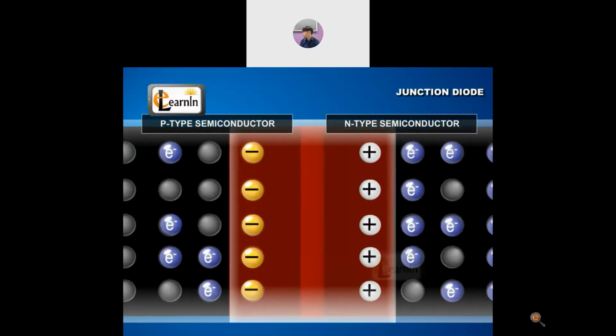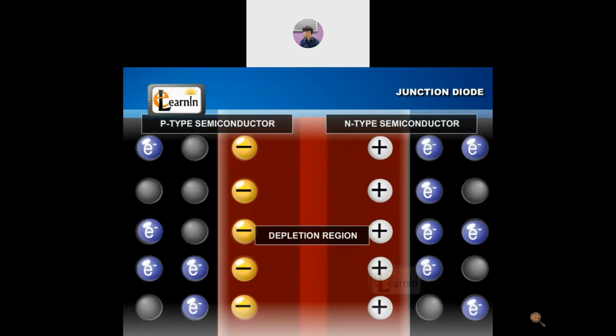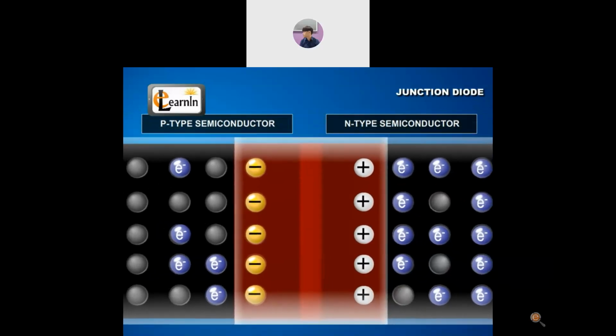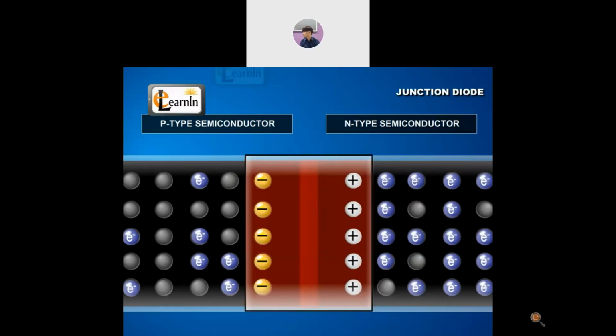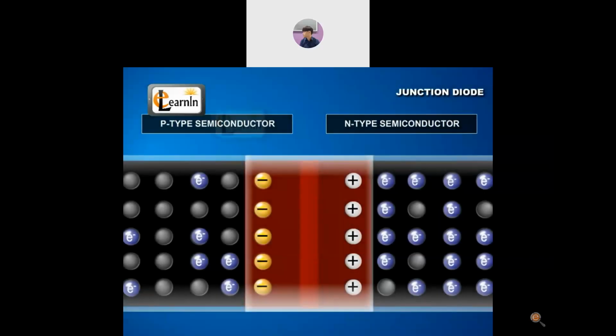The region close to the p-n junction is depleted of mobile charge carriers and is called the depletion region. Since on either side of the junction J, stationary positive and negative charges exist, there is an electric potential difference of Vd between the edges 1 and 2 of D. This potential difference Vd across the junction is called the potential barrier, as it prevents further movement of holes and electrons. This combination described becomes a p-n junction diode.